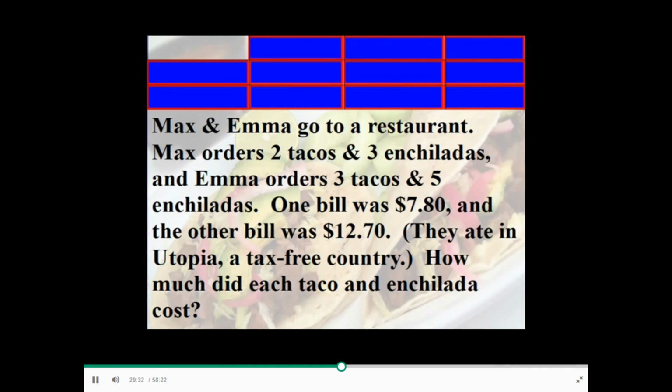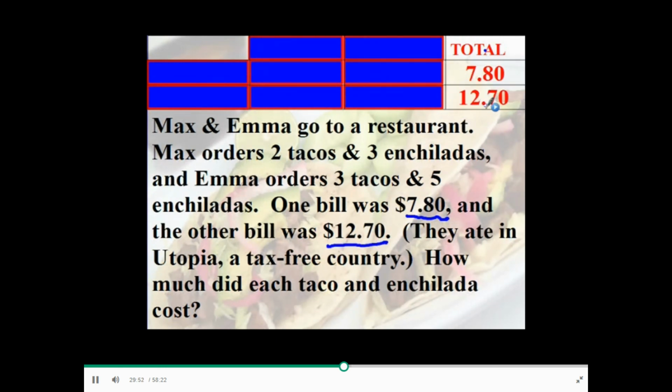So everybody, on the count of 3, you're going to say what's going in this box right here. 1, 2, 3. Total. Yes, total was correct. And now we have to find the 2 totals, which should be fairly easy. It's not 2 or 3 or 3 or 5. It's got to be the $7.80, which goes there, and the $12.70, which is there. Like I said before, the $7.80 goes with Max, so I'm going to put Max right here. Here, I've got $12.70, and that's going to go with Emma. So I'm going to write Emma right there.